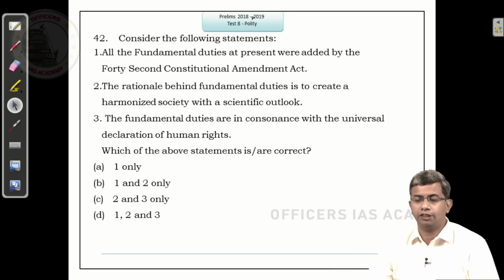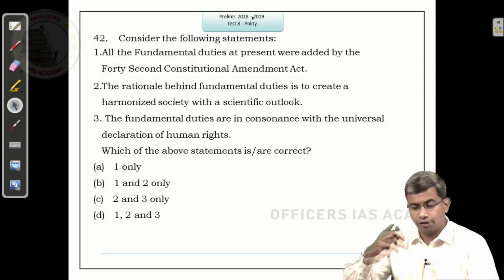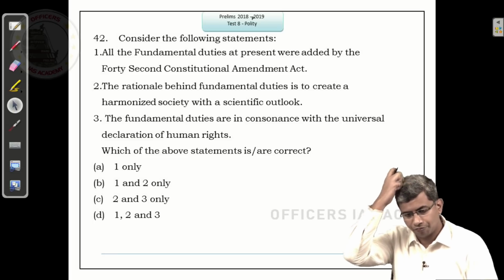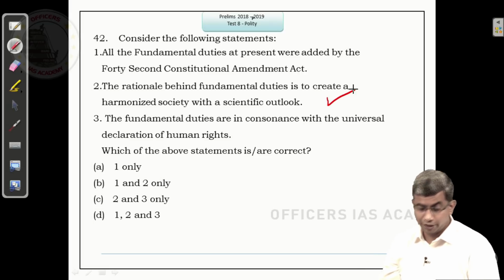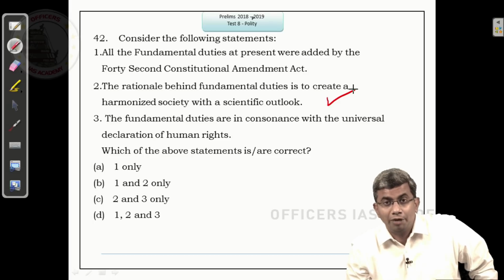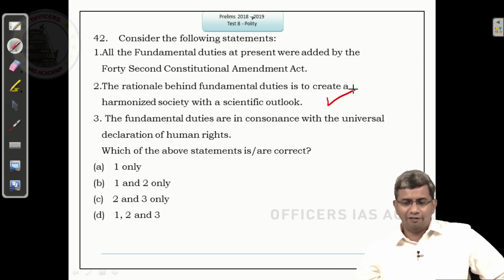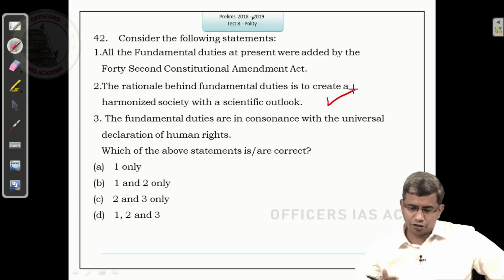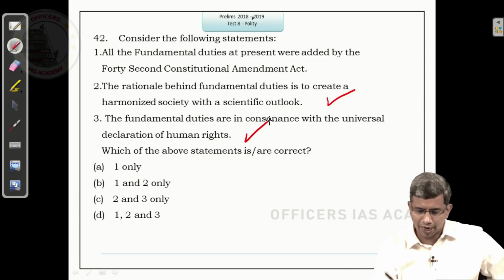Consider the following statements. All the fundamental duties at present were added by the 42nd Constitutional Amendment. The rationale behind fundamental duties is to create a harmonized society with a scientific outlook. The fundamental duties are in consonance with the Universal Declaration of Human Rights. So the second statement is right. Well, whether it has created a scientific outlook in this country is a question of debate, right? Not just in the citizens but even in the state, going by recent examples. But the purpose of fundamental duties was to create a society with a scientific outlook. It is based on the Universal Declaration of Human Rights. This is also correct. Fundamental duties were added by the 42nd Amendment Act. Correct.